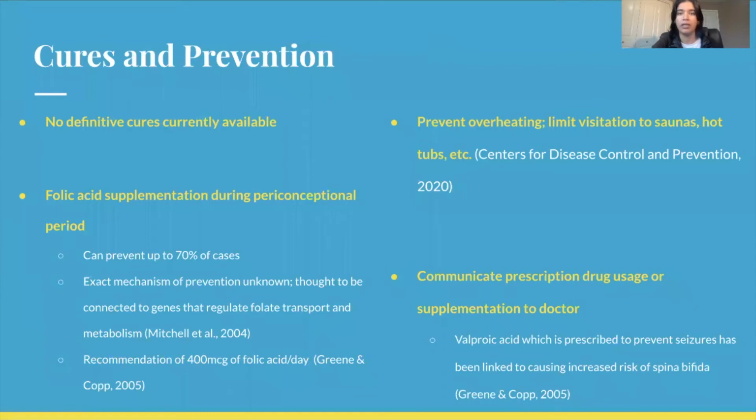Another prevention aspect is to prevent overheating. So that means limiting visitation to saunas, hot tubs, etc. And the last thing is being able to communicate prescription drug usage or supplementation to the doctor.